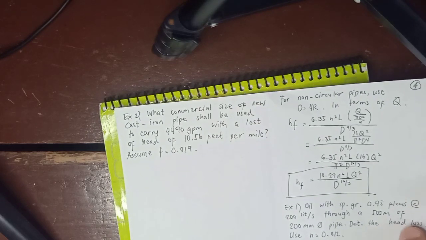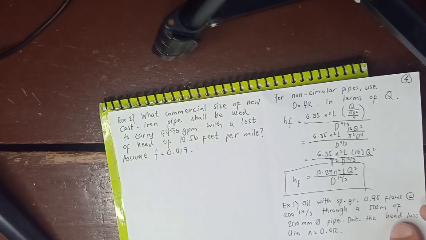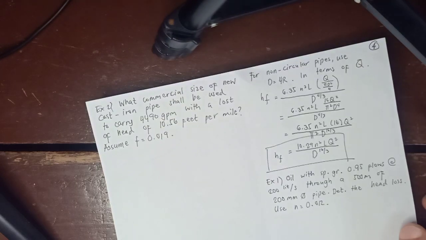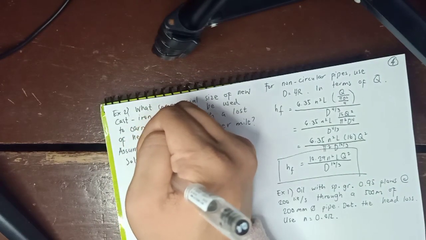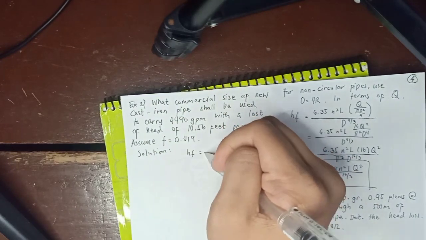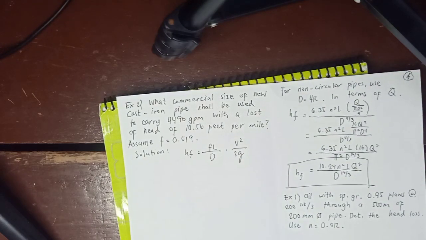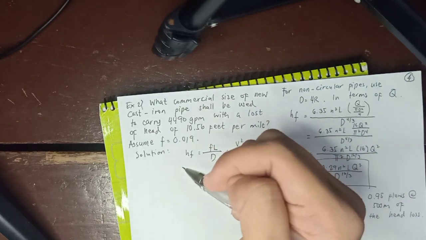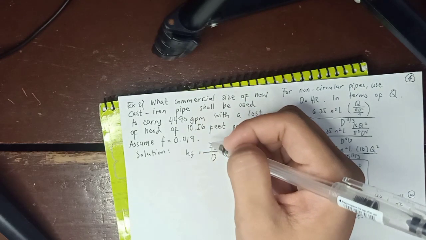The second example is, what commercial size of new cast iron pipe shall be used to carry 4,490 GPM, gallons per minute, with a loss of head of 10.56 feet per mile, and we are instructed to assume that F, or friction factor, is 0.090. So let's do this solution. hf equals FL over D times V squared over 2g, the first Darcy formula. And take note that to be able to get the F, let's identify first the Reynolds number.